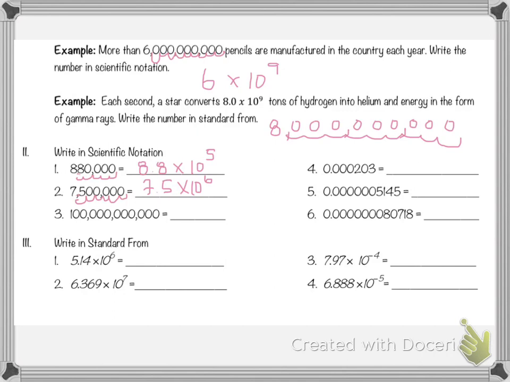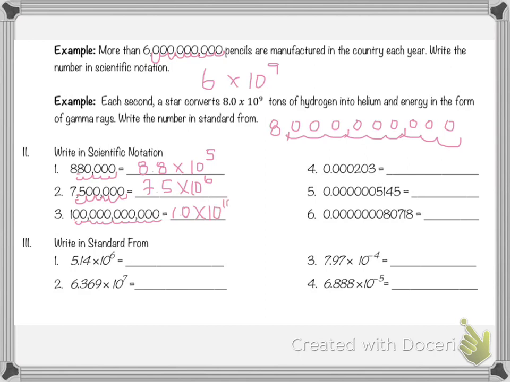Okay. This one we're wanting to put it way down here. This is a huge number, right? So this is going to be 1, 2, 3, 4, 5, 6, 7, 8, 9, 10, 11. So this is going to be 1.0 times 10 to the 11th power.